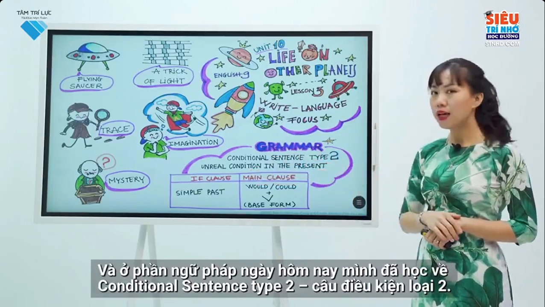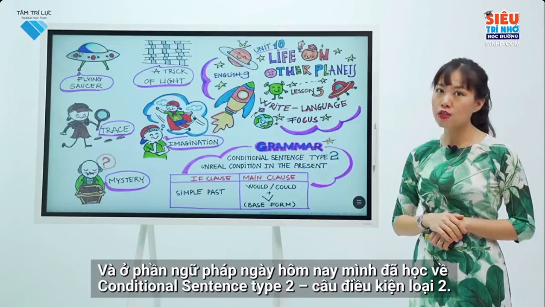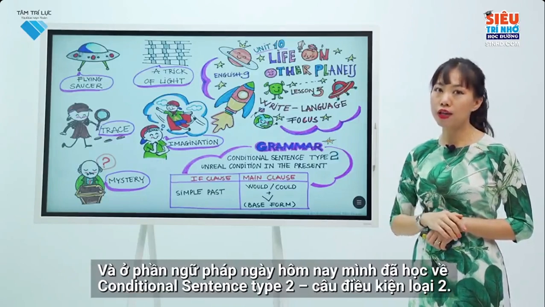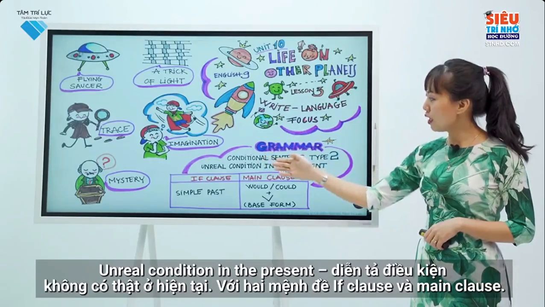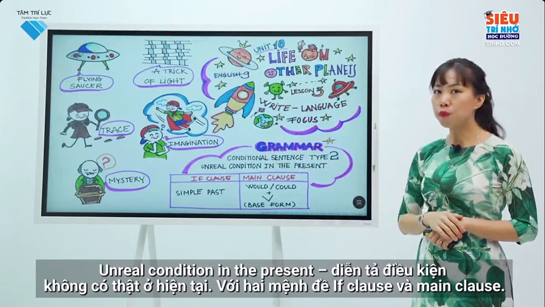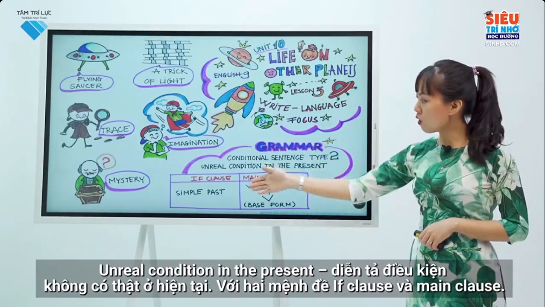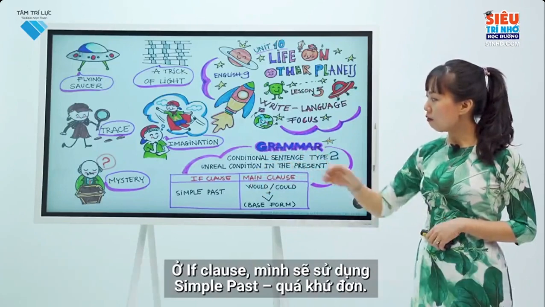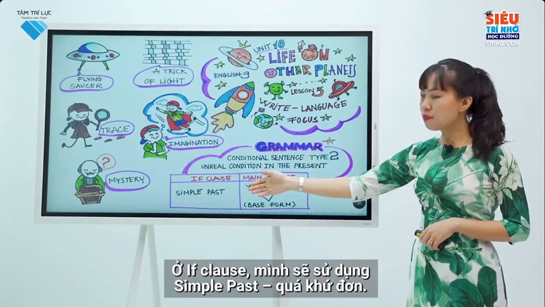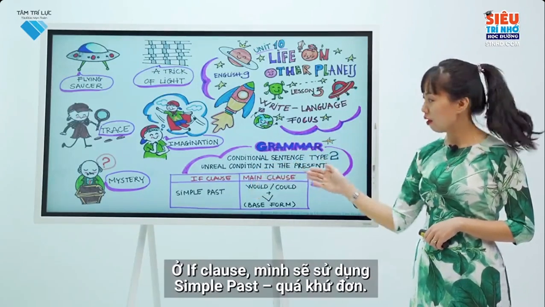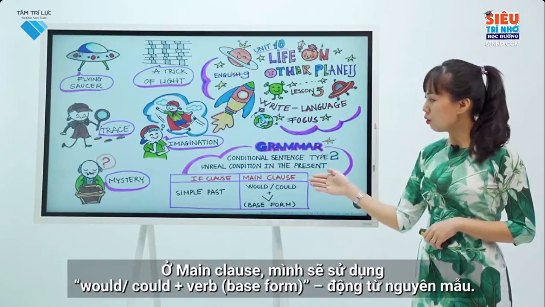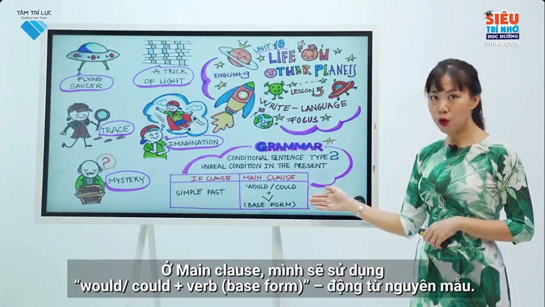And in today's grammar, we learned about conditional sentence type 2. Unreal conditions in the present with two clauses, if clause and main clause. In the if clause, we use simple past. In the main clause, we will use would or could plus verb base form.